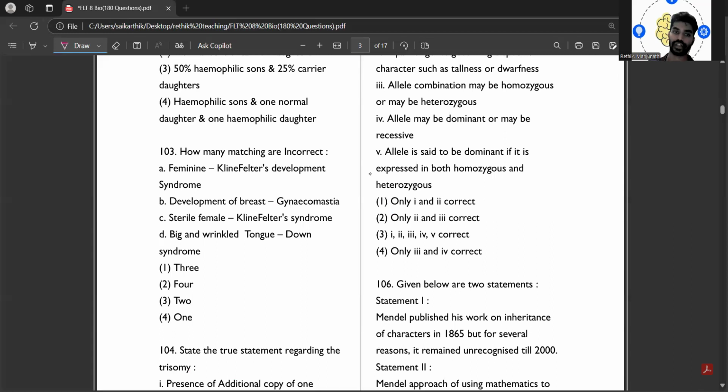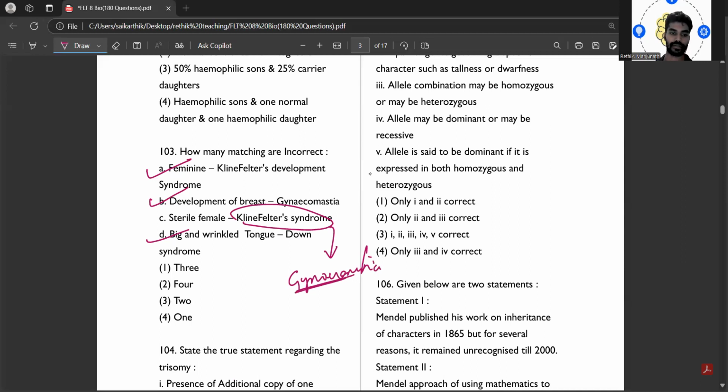So coming to question 103, how many matchings are incorrect? Only one matching is incorrect. The first matching is correct, syndrome. Then the second match is also correct. Then what about the third match? It is wrong. And the fourth, that is D, Down syndrome. So this is not Klinefelter syndrome, rather it is gynecomastia. So, therefore, one.